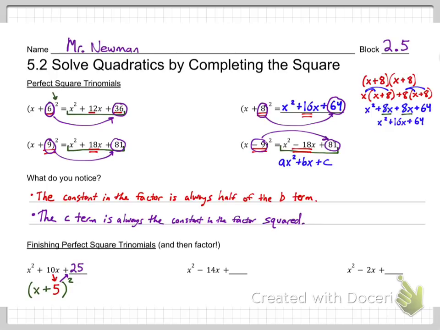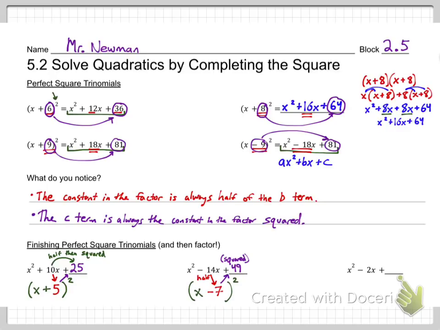Let's try the next one together here. X squared minus 14x plus what is a perfect square trinomial? Well, half and then square is the pattern we're going to follow. So what is half of negative 14? Well, it's negative 7. And notice I included the negative, so you need to include that there. And we're going to take that negative 7 and square that to give the end of the perfect square trinomial. What's negative 7 squared? It's positive 49.